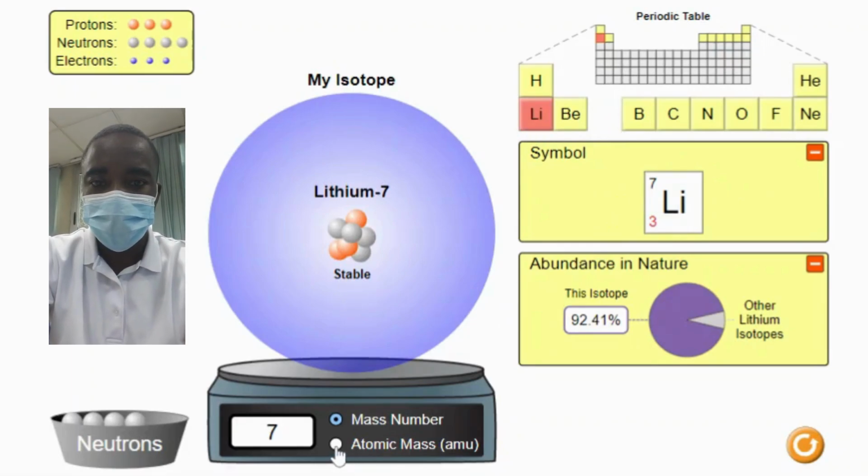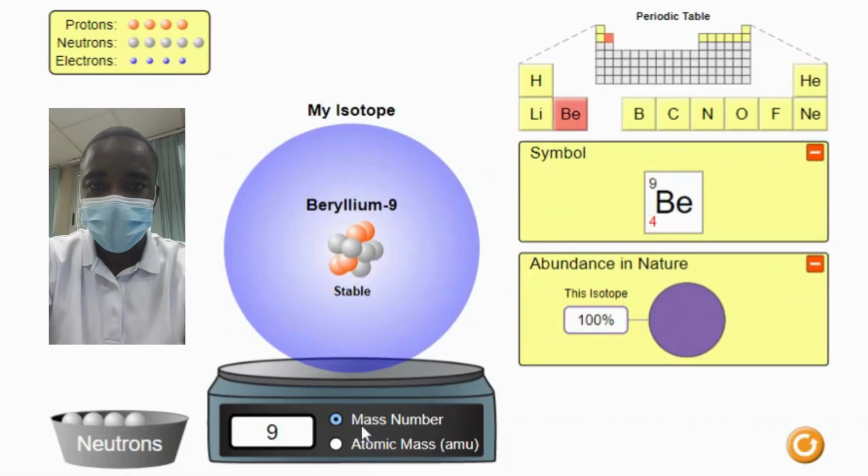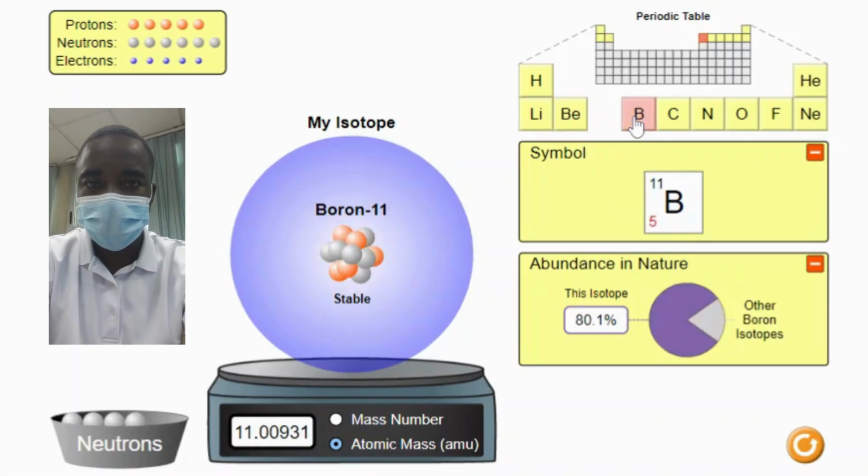Students can investigate the atomic mass and mass number of the isotopes they create. The atomic mass is the total mass of the isotope, including the mass of the protons, neutrons, and electrons. The mass number is the total number of protons and neutrons in the nucleus of the isotope. By observing these values, students can gain insights into the properties of isotopes and the factors that affect their mass.